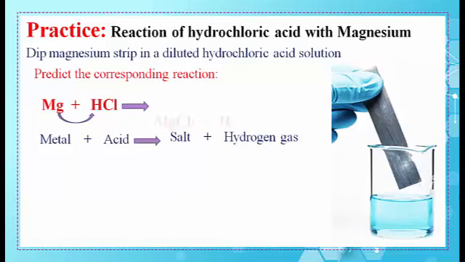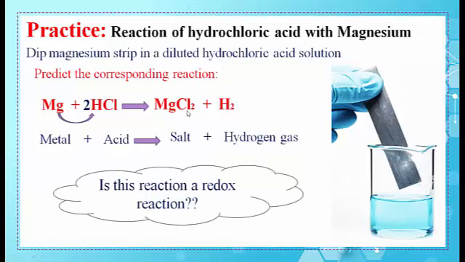What is the salt? The salt is MgCl2, and hydrogen gas. It is very important to note here that the formula of the salt must be written using the crisscross method, which we learned in the past year. Don't forget to balance the equation by multiplying HCl by 2, since we have only one hydrogen atom in the reactants and 2 hydrogen atoms in the products. Also, we have only one Cl atom in the reactants, while we have 2 Cl atoms in the products. Now, we didn't answer the question yet. Is this reaction a redox reaction or not?